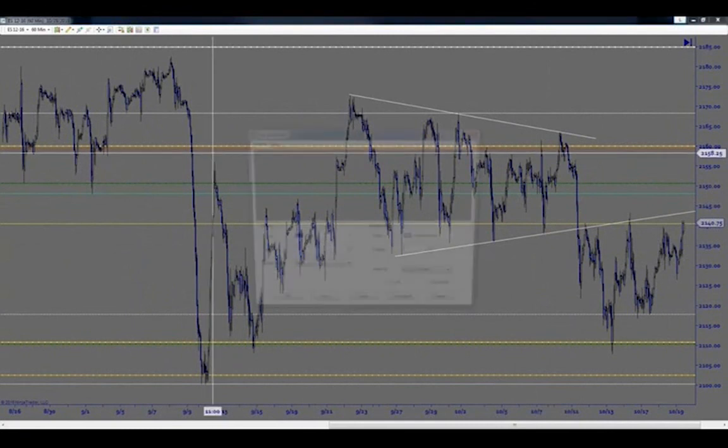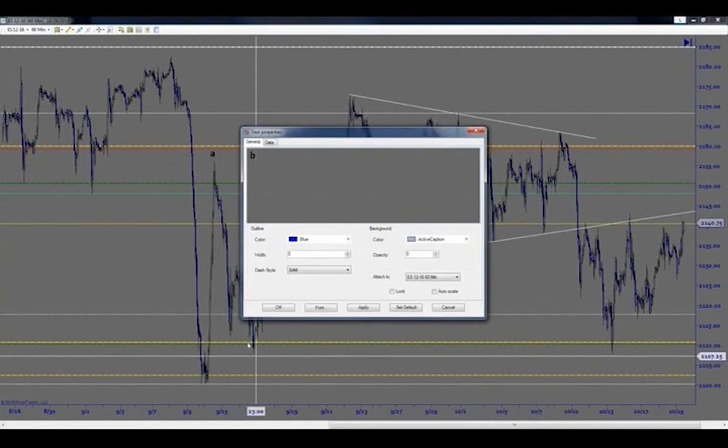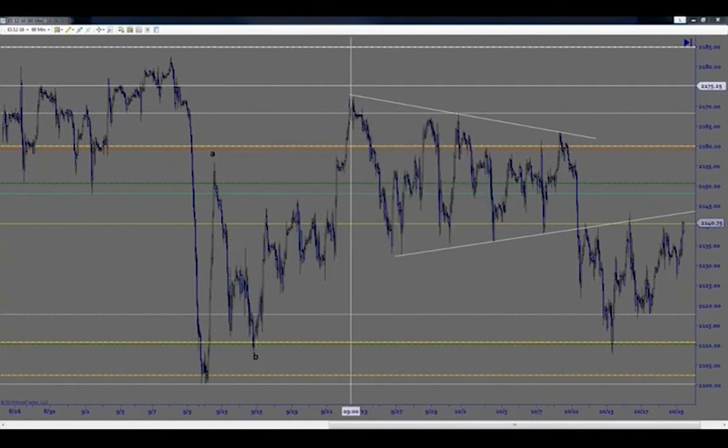I can see it here. There's an A. After a while, you just get where you see them. There's a B, and there's C here.